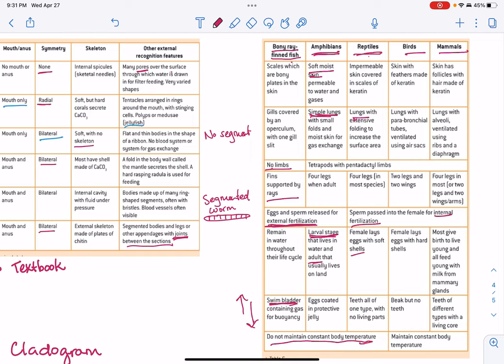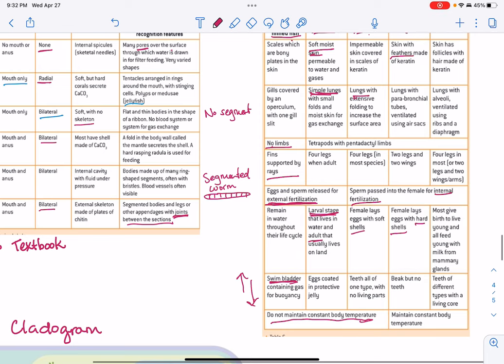They're essentially cold-blooded. And then we have our two warm-blooded groups, birds and mammals. Birds have lungs, feathers, two legs, and two wings. Females lay eggs, but they have a harder shell. And then we have mammals. They have hair, lungs, four legs, and live young. Cool.